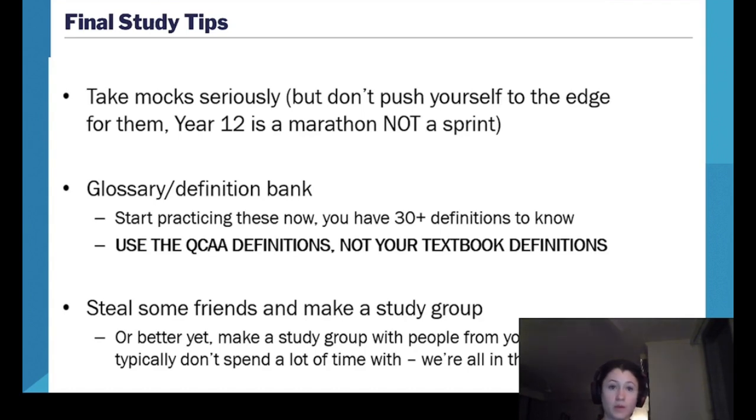So, again, make a glossary. You have a lot of definitions to know for physics. Use the QCAA definitions, not your textbook definitions. I've said this before. So again, Control F the syllabus document to find those definitions and memorize those. It's really easy marks to memorize those definitions.